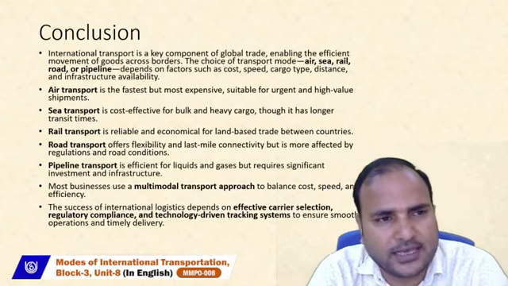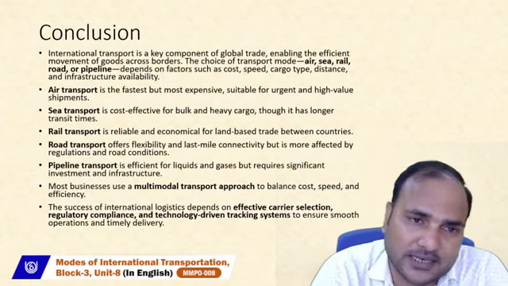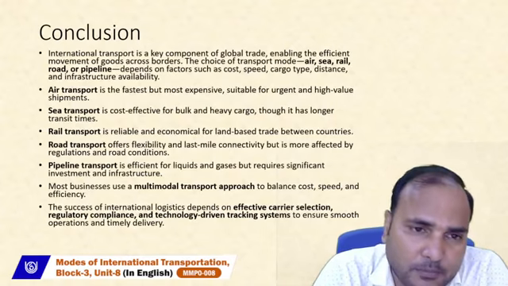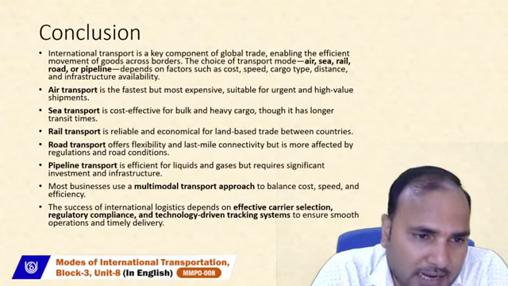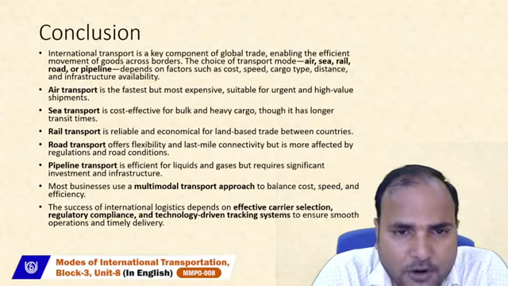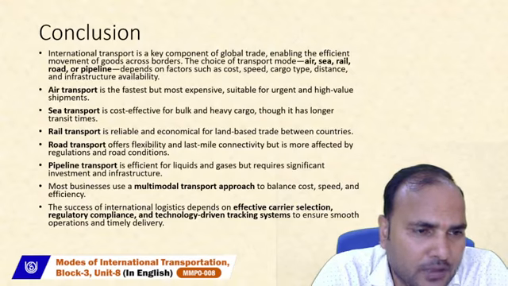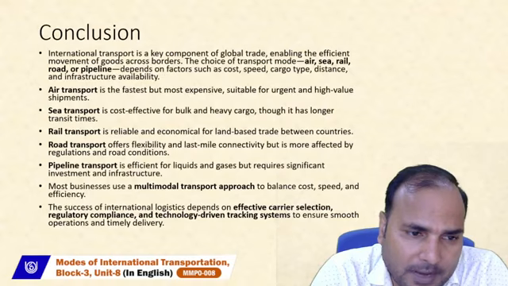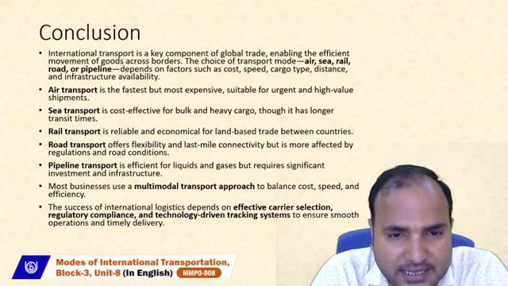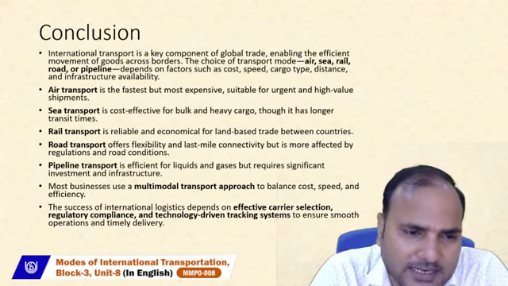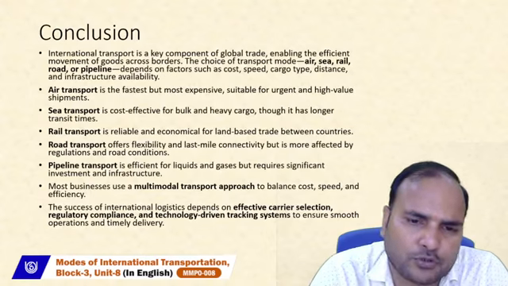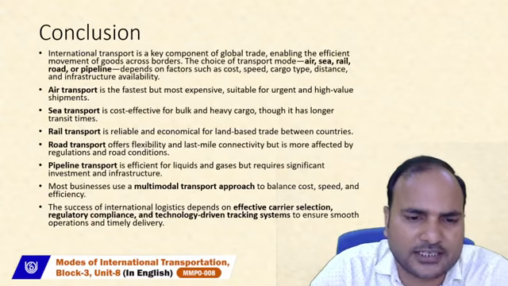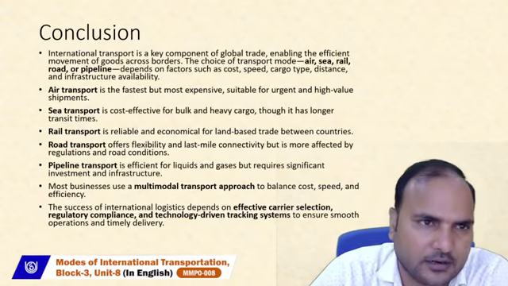So we can say air transport is the fastest but most expensive. Sea transport is cost effective for bulk and heavy cargo. Rail transport is reliable and economical for land-based travel between countries. Road transport offers flexibility and last mile connectivity. Pipeline transport is efficient for liquids and gases. Most businesses use a multimodal transport approach to balance cost, speed and efficiency. So the success of international logistics depends on effective carrier selection.